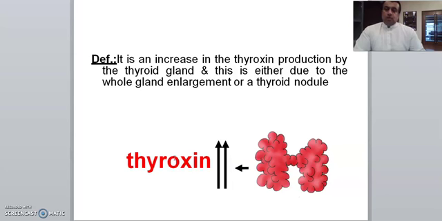So we have to be very clear about this: it's not just the enlargement of the thyroid gland which can cause thyrotoxicosis. Even a very small nodule can cause thyrotoxicosis, and even a normal thyroid gland with a very small enlargement can result in thyrotoxicosis. And the other way around, even a very large goiter could present with a picture of euthyroidism or hypothyroidism.